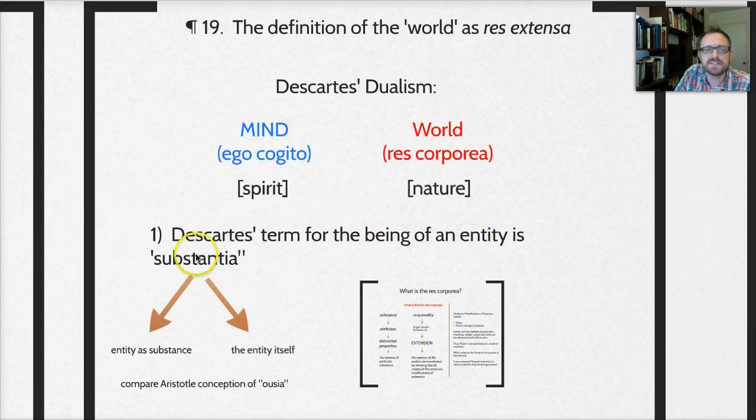Descartes' term for the being of an entity is substantia, right? Heidegger, like all great 19th and 20th century German philosophers, is well read up on his classics. And he's actually quoting the original Cartesian Latin, in which Descartes uses the term substantia, or substance.